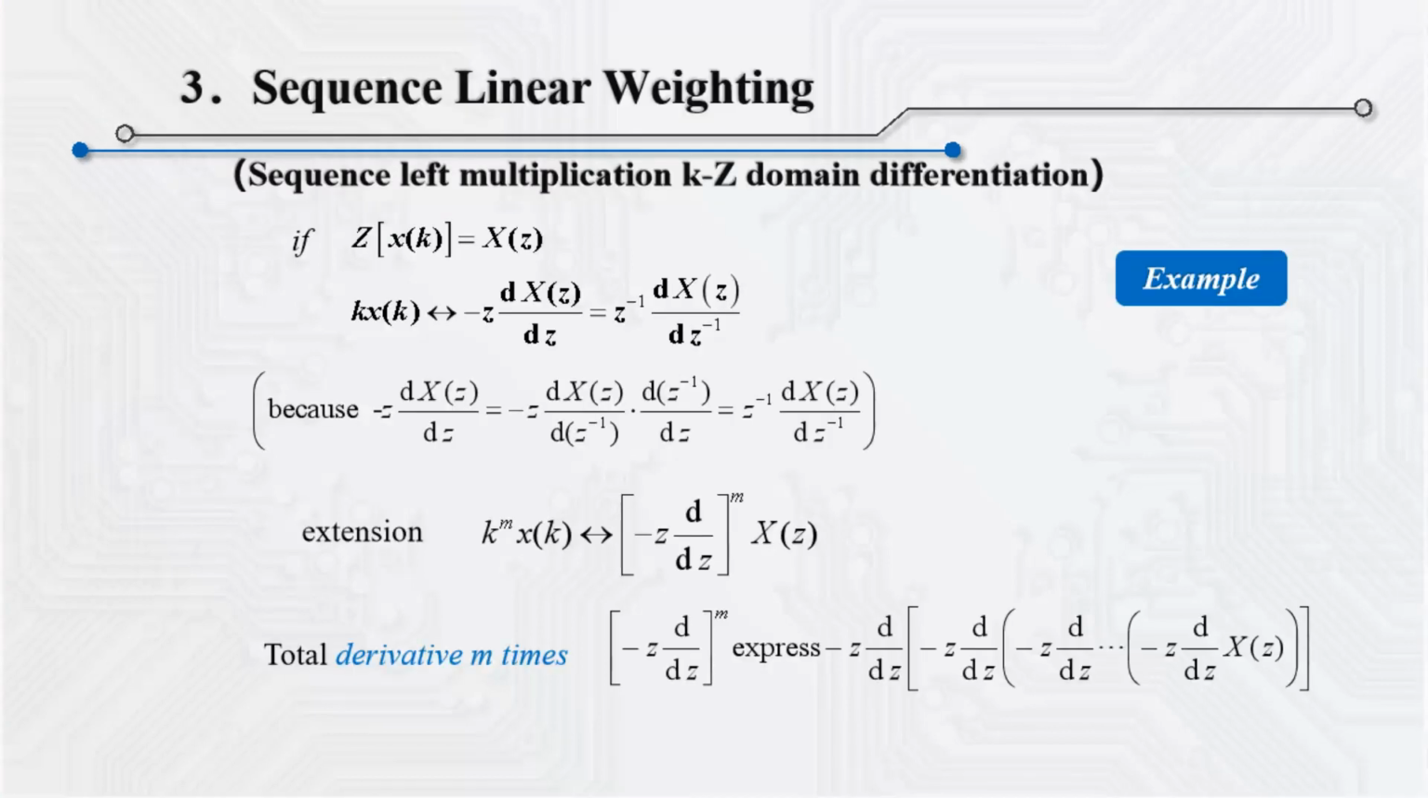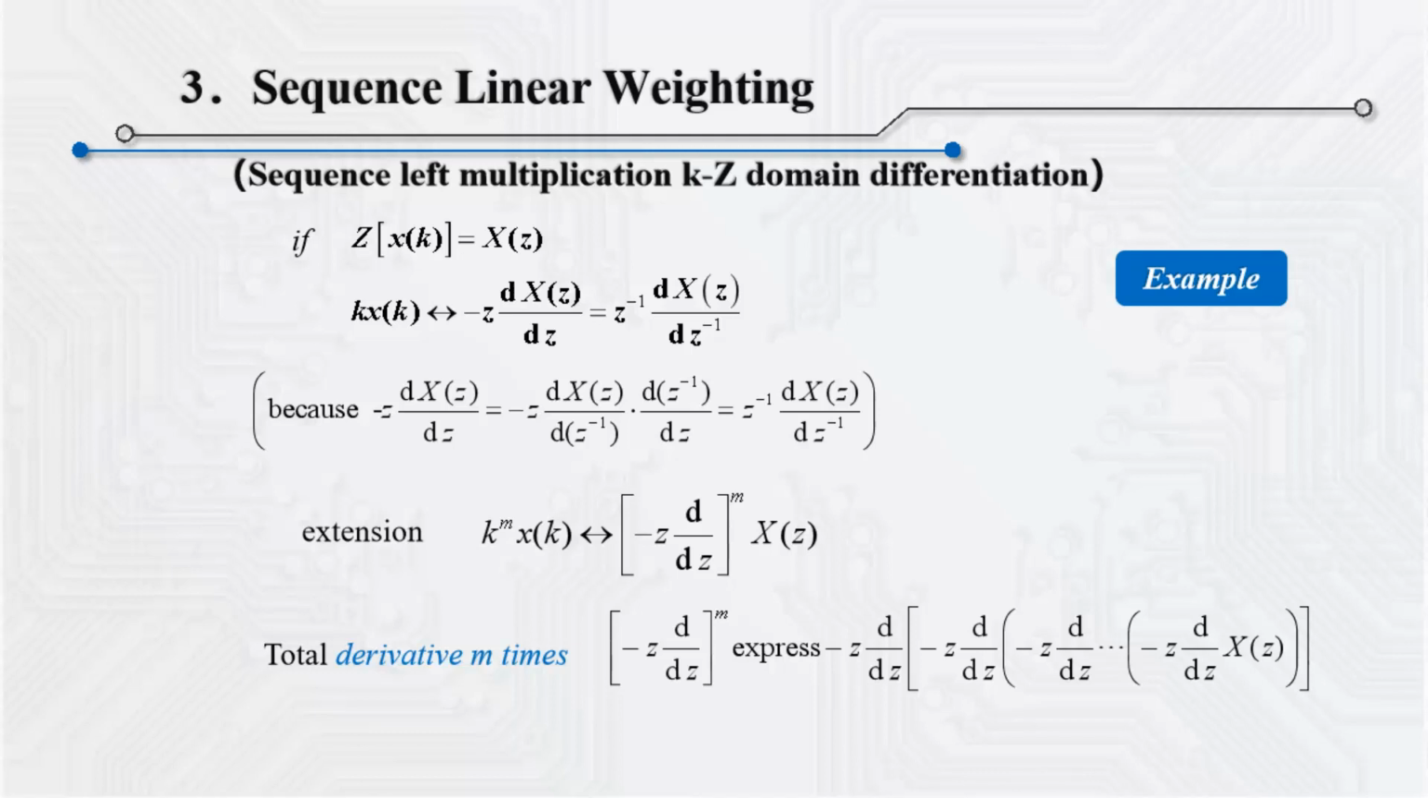Let's analyze the sequence linear weighting. That is, this characteristic form of the multiplication of the sequence by k corresponds to differentiation in the z domain. Assume that the z transform corresponding to x of k is x of z. Then multiplying the sequence by k in the time domain corresponds to differentiation of the z transform in the z-domain. Multiplying by k in the time domain is equivalent to finding a differentiation in the z-domain.